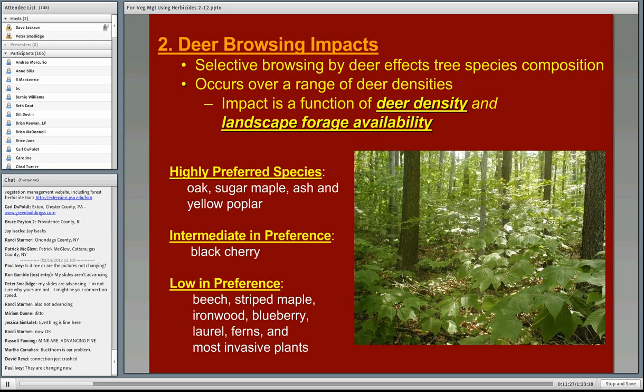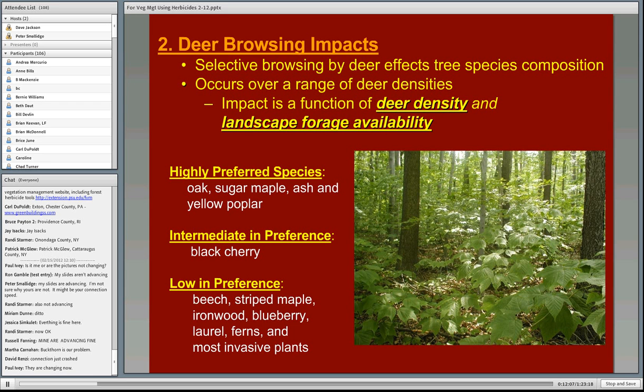Deer browsing impacts can occur over a range of deer densities, and it's a function of deer density and landscape forage availability. So on very low forage landscapes, the impact of the white-tailed deer can still be significant. If we look at mature forest landscapes like we have in the Adirondack region, for example, even very low densities of white-tailed deer can really affect and shift species composition in those understories to those plants that the deer just don't prefer to eat. And those that they do prefer are readily browsed out of a lot of those understories, even at low numbers on those low forage landscapes.